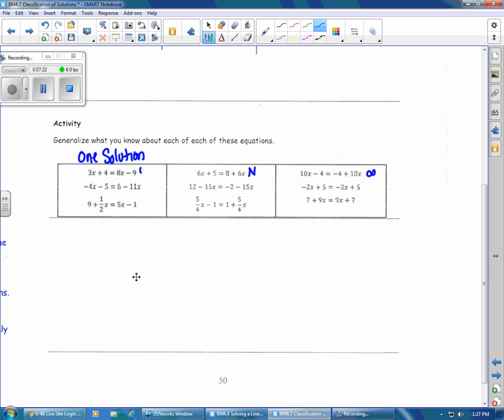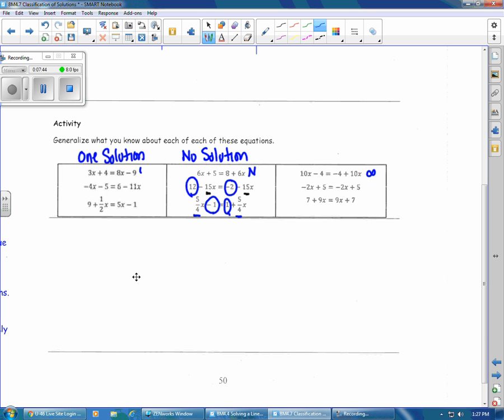This middle column, again, if I'm looking at my coefficients, they're the same. If I'm looking at my constants, they are not the same. Same thing here, coefficients are the same. Constants, negative 1, positive 1, not the same. So here we're going to say no solution.